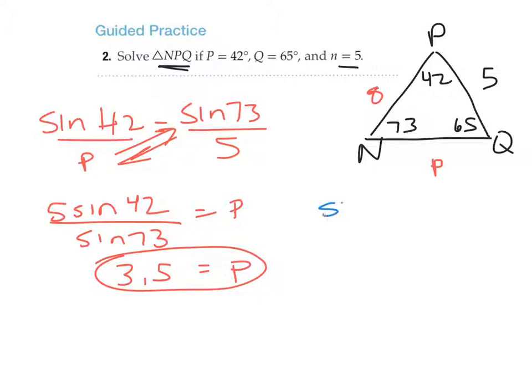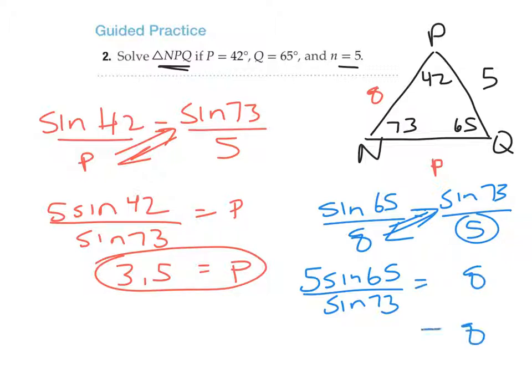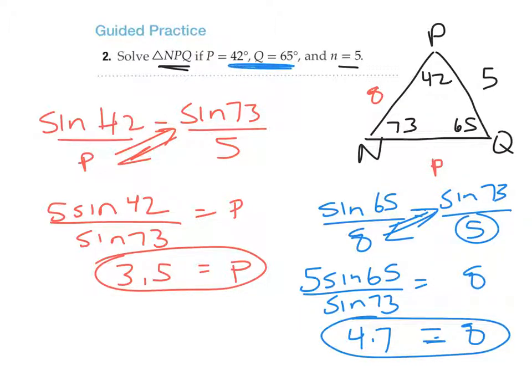So I'm going to go sine of Q, which is 65, over q, equals, and I'm going to use N again, sine of 73 over 5. Once again, these two switch spots, and we multiply by what's on the bottom. So this becomes 5 sine 65 over sine 73 equals q. We press that in our calculator, and that answer rounded is 4.7. So we have our q and our p. We found it by knowing two angles, but we had to create a triangle from the problem given to us.